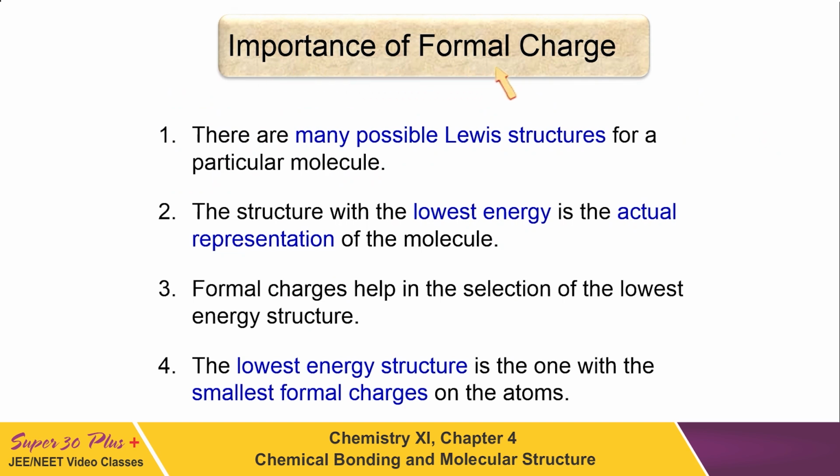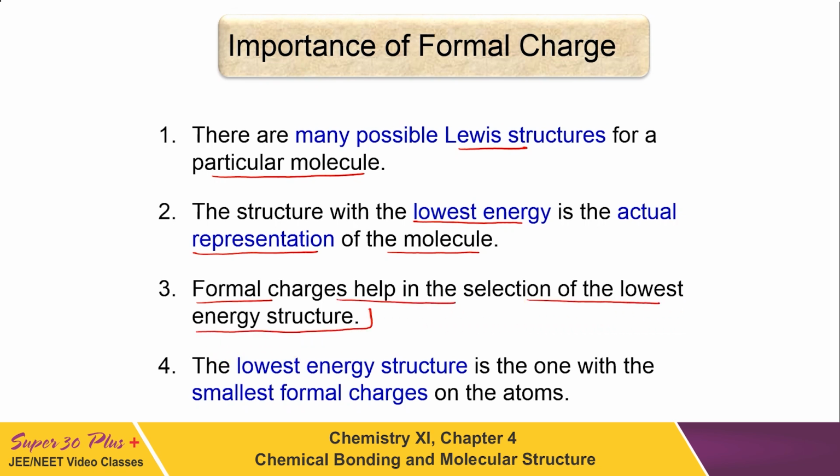Now what is the importance of the formal charge? Why do we calculate formal charge? See, there are many possible Lewis structures for a particular molecule. For any given molecule, you can form a variety of Lewis structures. So the structure with the lowest energy is the actual representation of the molecule. In the Lewis dot structure, the structure with the lowest energy is the actual representation of the molecule. Formal charge helps in the selection of the lowest energy structure.